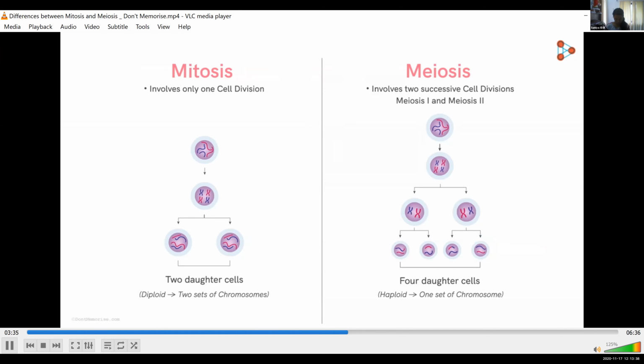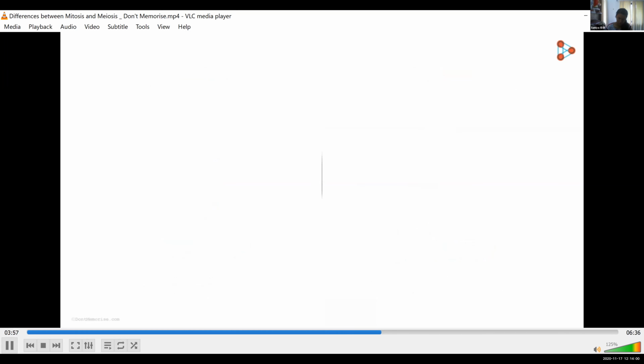The former difference also gives a cue about one more difference between the two. What could that be? Well, the image clearly depicts that all the 4 daughter cells produced by meiosis are genetically different from each other, while the 2 daughter cells that are produced by mitosis are genetically similar to each other. Now let's move on to the next difference.